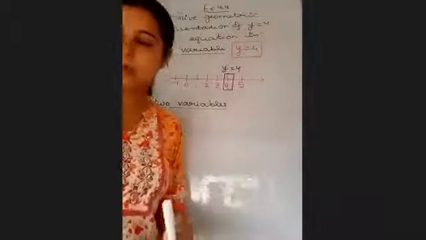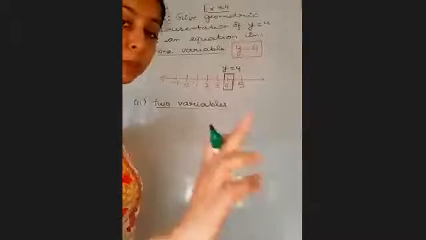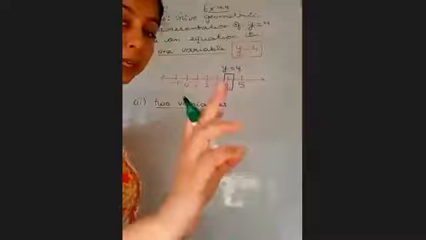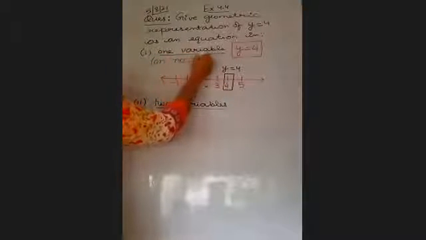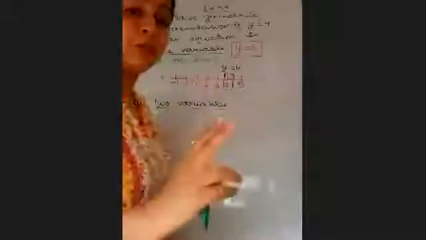Are you with me, children, till here? Yes, ma'am. Now, the question could be like this also. For one variable, they may say represent on number line. The question could be: represent y is equal to 4 on number line. You have done that. Now for two variables means two dimensions.